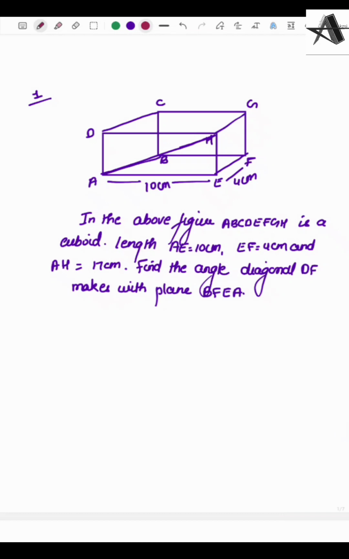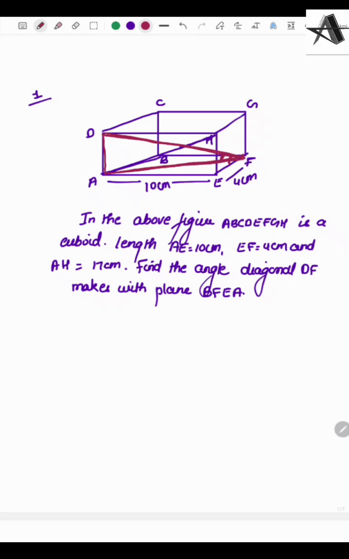Always remember, go in reverse order. Go according to what they're asking in your question. The question asks about the diagonal DF. Diagonal DF makes an angle with the plane BFEA, this one. So this plane, that angle is between this one. We have to take this triangle, because this angle is definitely making with the plane.